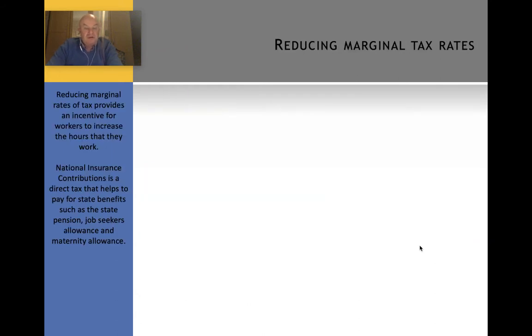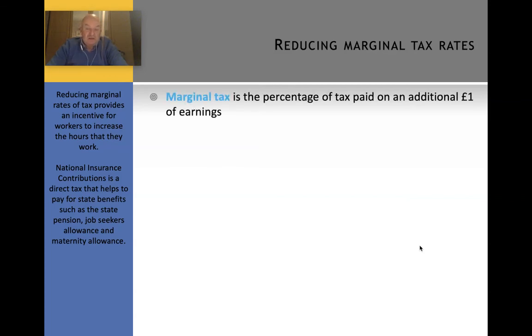Okay, so let's take a look at some of the ways in which we can make these changes or try and encourage these changes in a little bit more detail. One of the things that we could do is reduce marginal tax rates. Clearly, that's to do with creating incentives for workers to increase the number of hours that they might work. National insurance contributions are a part of that, and that's a direct tax that we pay, and that helps to pay for state benefits like state pension and the job seekers allowance, or the universal credit, as an example. In this instance, that marginal tax rate is basically the percentage of tax that's paid on an additional £1 of earnings.